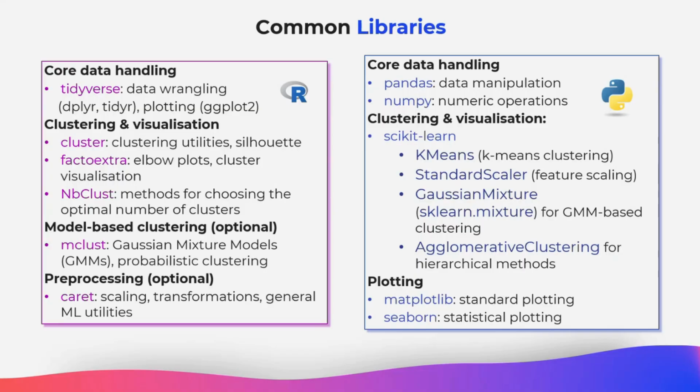Now, I can only really talk about the Python one, unfortunately. So I know we use pandas and NumPy just for our basic core data handling. And then scikit-learn is the library that has everything included. So whether it be k-means, where we sometimes have to scale, or Gaussian mixture, or agglomerative clustering for hierarchical. There's loads of different things, but it's all contained within scikit-learn. And then we would plot with matplotlib or Seaborn to visualize things.